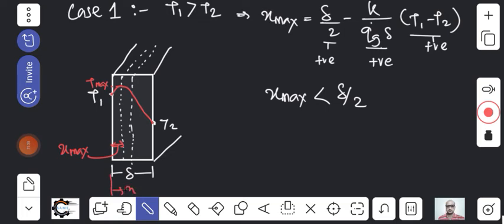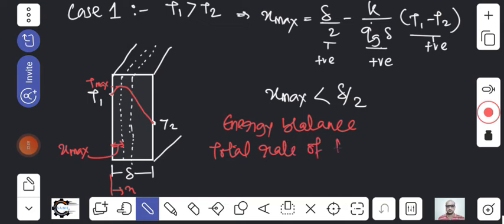You understood? Similarly, if I see case 2, now we'll see the energy balance equation. How will we balance the energy? Let me write down the energy balance. The total rate of heat conduction, or heat transfer, that is Q dot, is equal to Q1 dot plus Q2 dot.